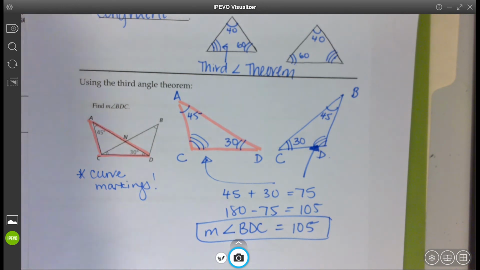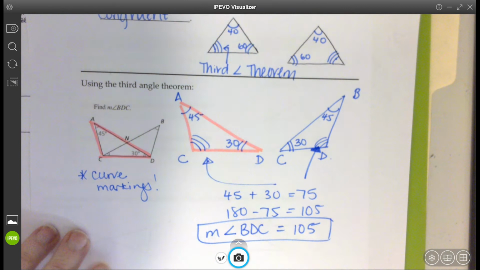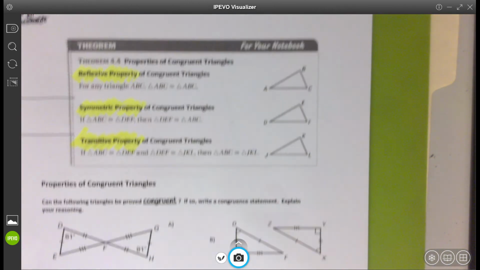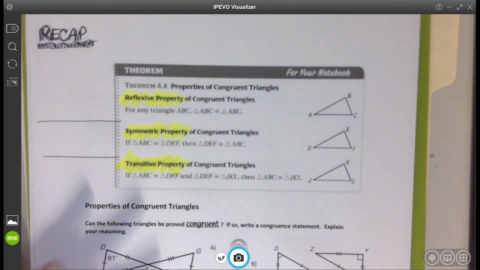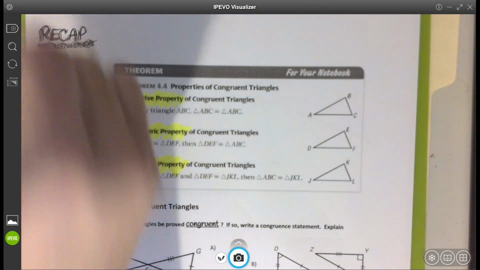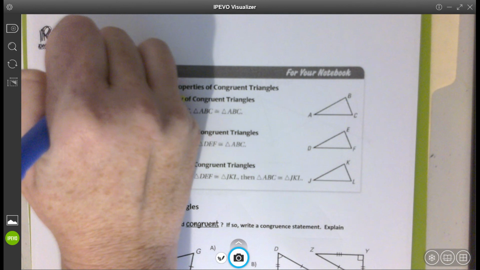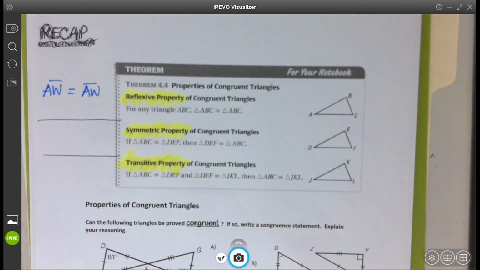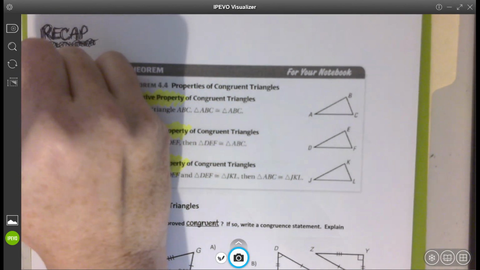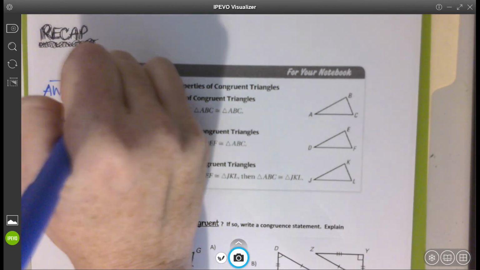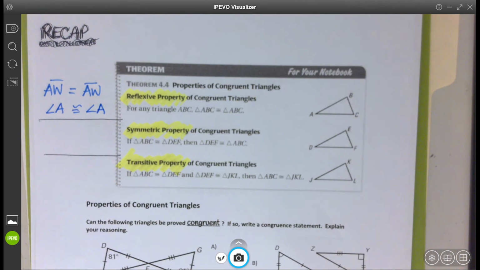Now we're going to review some of our properties that we have seen before. So it's just a recap. We have our reflexive property, symmetric, and transitive. I'm just going to put a quick example in each one over here. Our reflexive is when we could say something like AW is congruent to AW. That means that the same side is congruent to the same side. They're sharing that side, or they're the same length. I could even say angle A is congruent to angle A, meaning angle A is the same value. In both the triangles, they both had A.